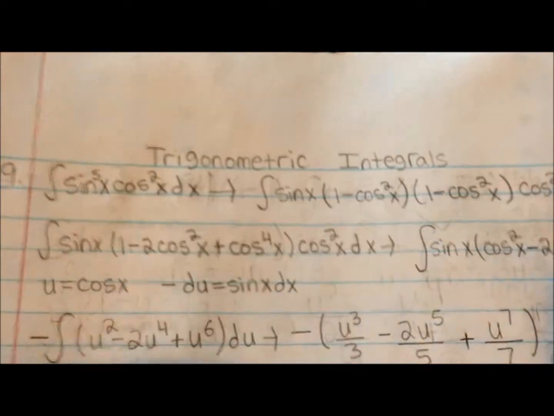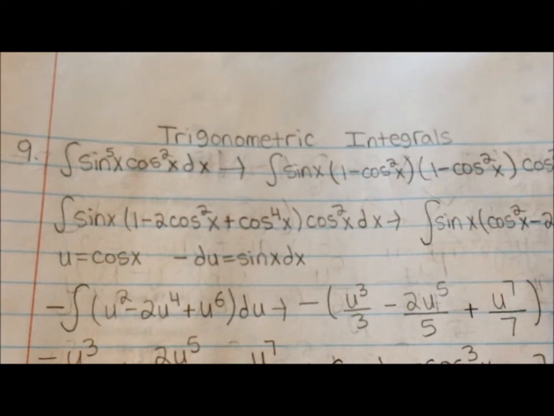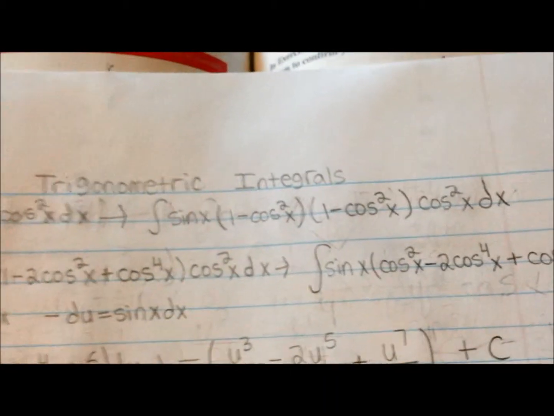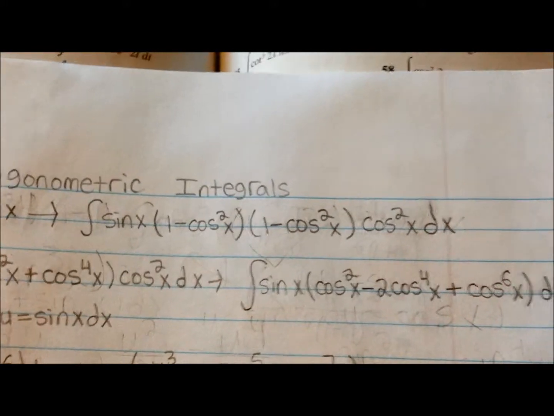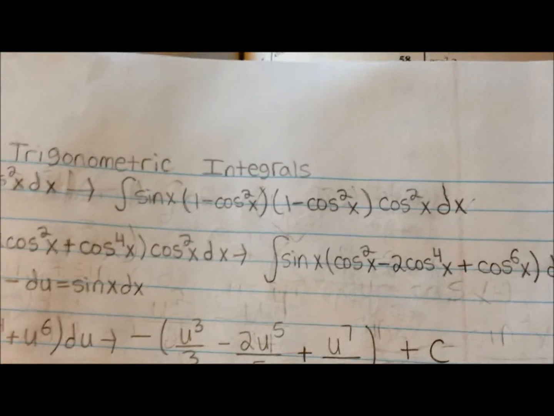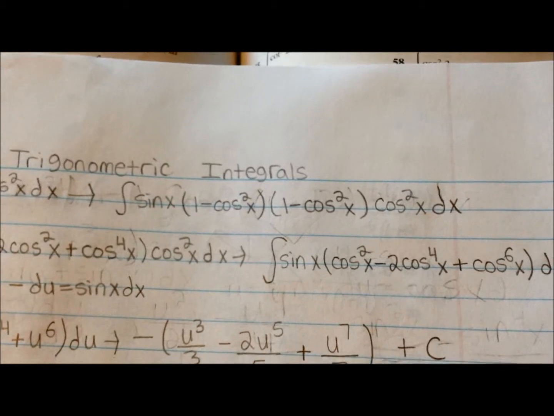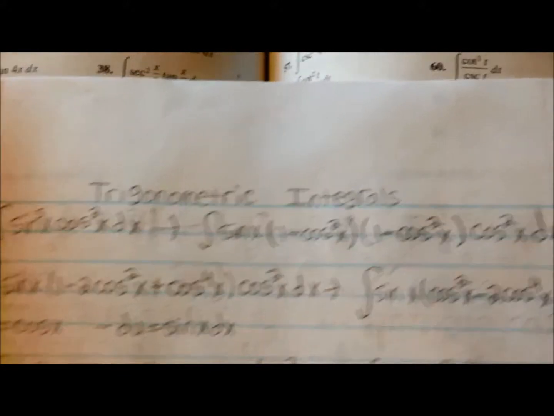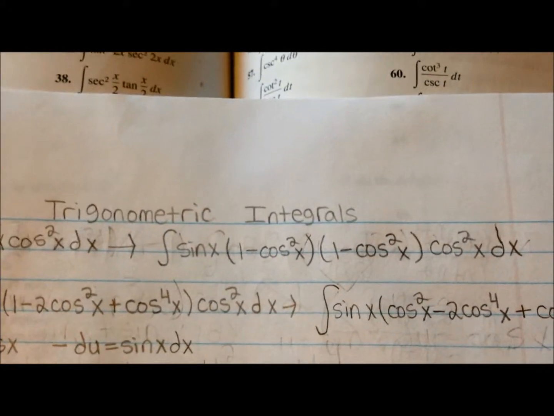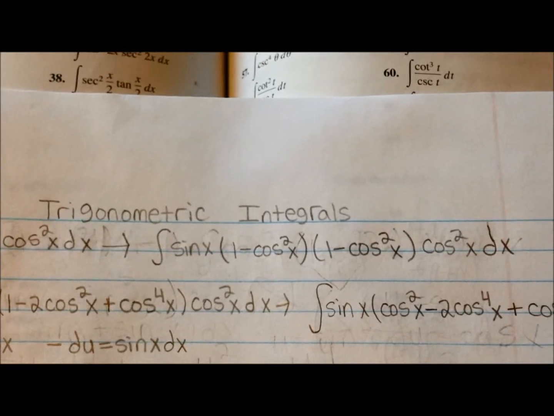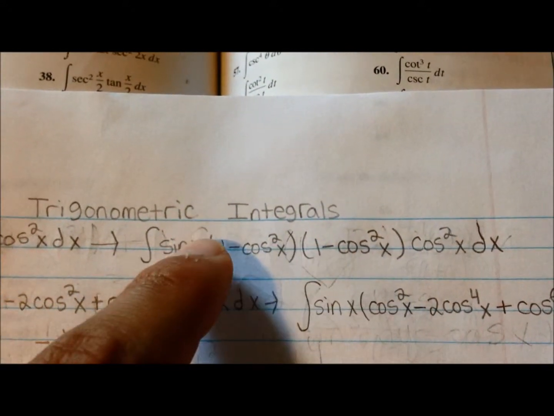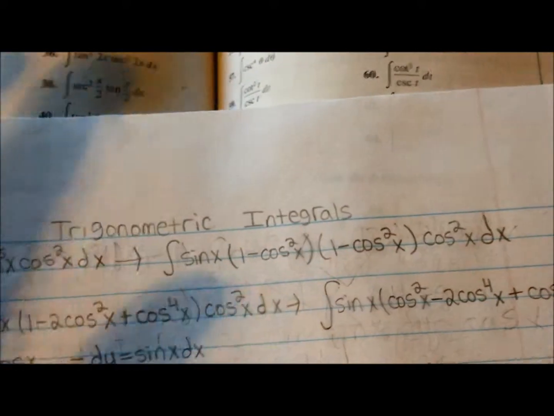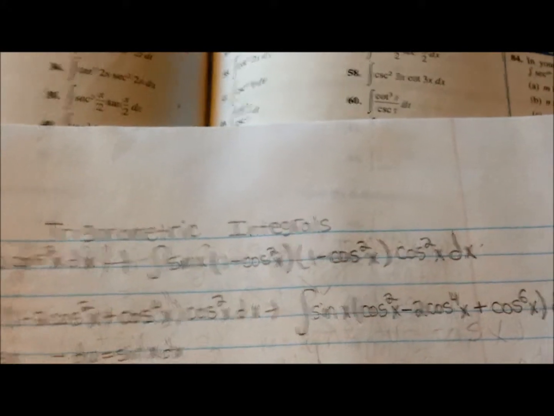Number 9 was the integral of sine x to the 5th times cosine x squared dx. So I wrote it in a different form. Since I know that sine squared x equals 1 minus cosine squared x, I wrote it out like that. It's still sine to the 5th x, but it's written as sine squared x times sine squared x, so that's like sine to the 4th x times sine x. It is the same thing, but it's written in a different form.